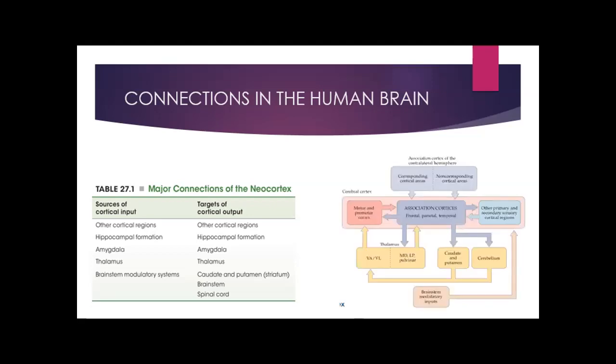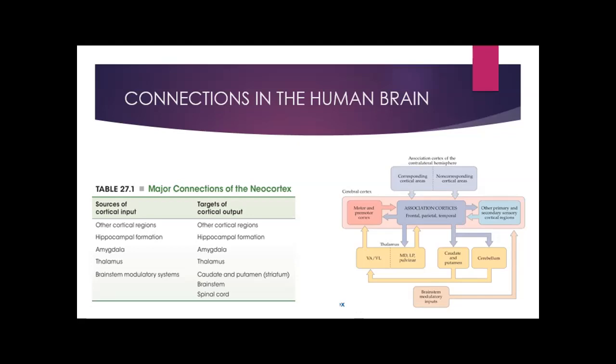This flowchart shows the connections of the association cortices. Inputs are received from corresponding cortical areas and non-corresponding cortical areas of the association cortex of the contralateral hemisphere. Inputs are also received from motor and premotor cortex and other primary and secondary sensory cortical regions. Then this information is processed and output is given to mediodorsal, lateral posterior, and pulvinar nucleus of thalamus, caudate and putamen, cerebellum, and other primary and secondary sensory cortical regions, and motor and premotor cortex.